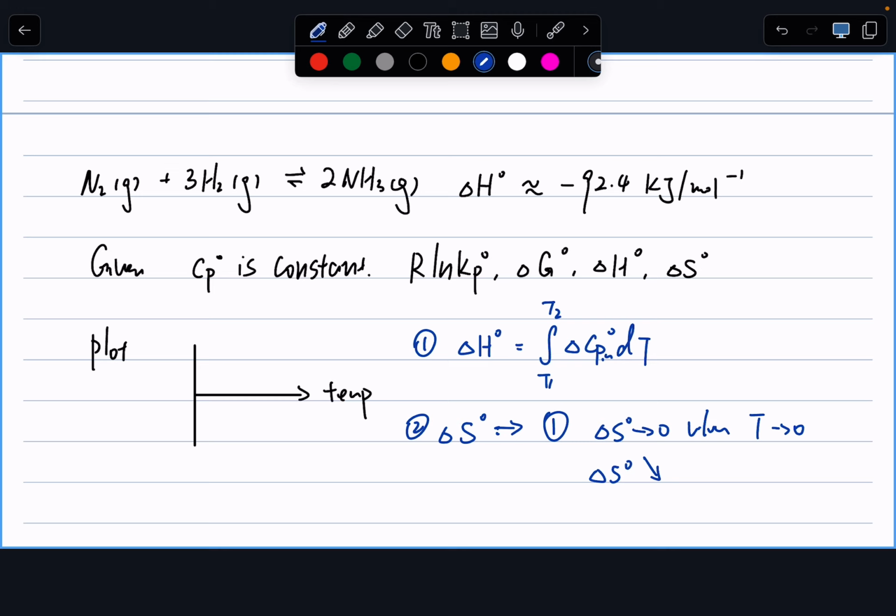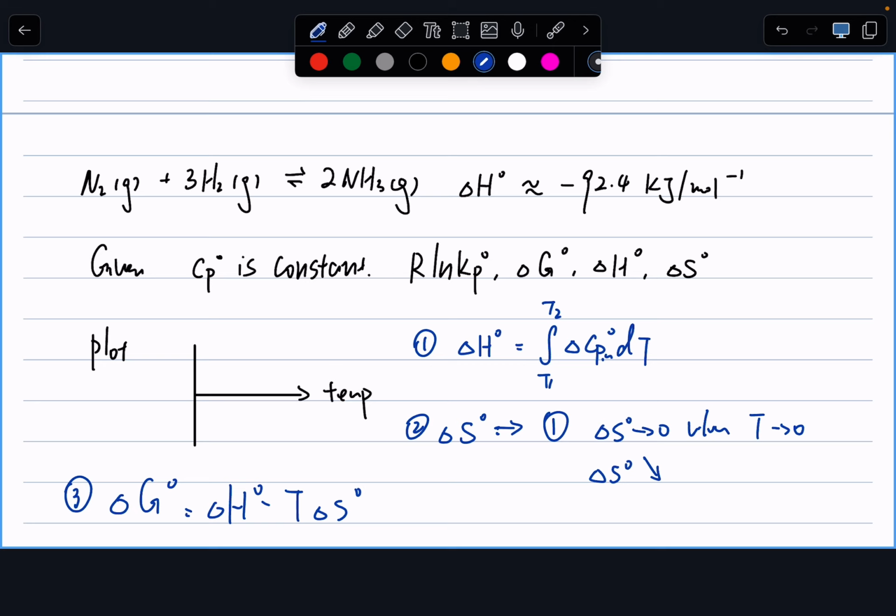All right, so the two things we write down. Delta S is 0 when temperature is 0. Delta S is a negative number when my temperature proceeds. So taking these two together, we can obviously make some conclusions about my delta G. My delta G naught equals delta H naught minus T delta S naught.